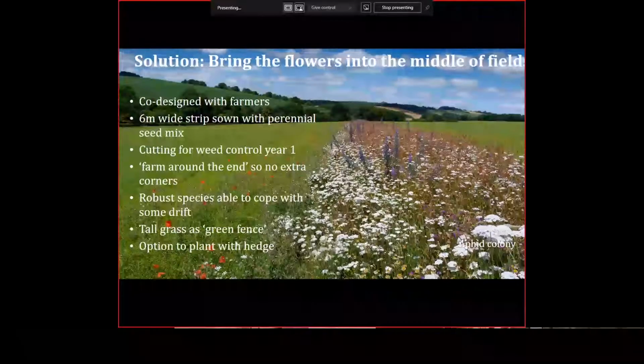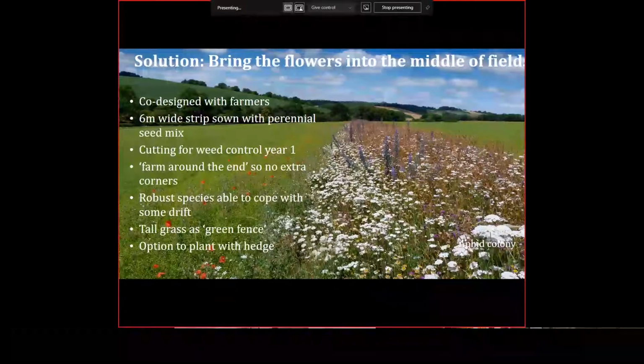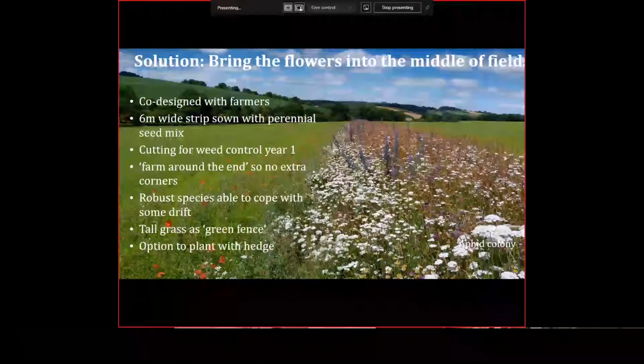This came back very strongly after the first year, that farmers didn't want to connect to the headlands. And we don't see there's a biological reason, because the beneficials can move a short distance, and they'll colonize this habitat. It's a permanent habitat, so many of them should take up residence there. So farm around the end, don't put more corners into your field and make life harder, which came back very strongly.